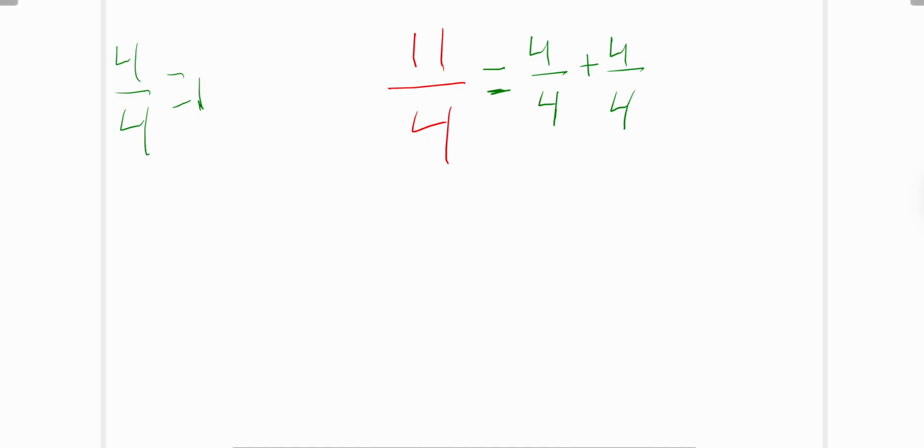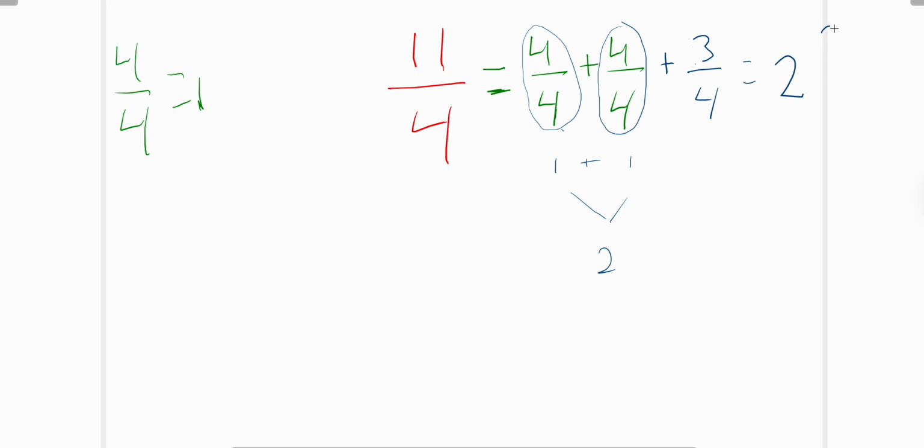Plus, let me see how many extra fourths I need to add to get to 11. So I have 8. I need to get to 11. 8, 9, 10, 11. So that's going to be 3 more fourths. So this is 1 whole. That's another whole. So that's 2. So that means this is equal to 2 and 3/4.